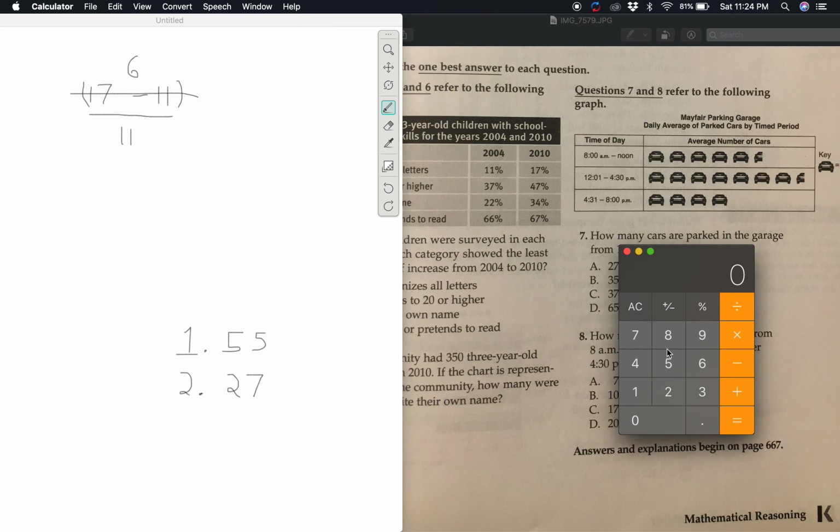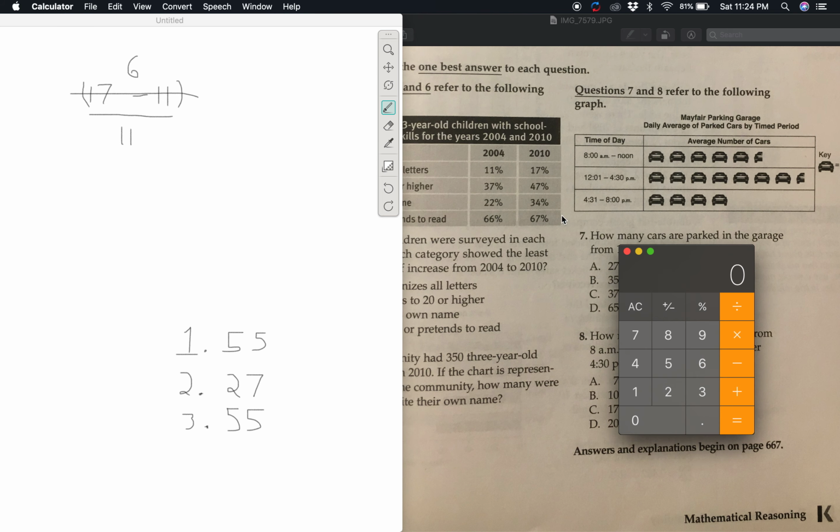Now number 3 is 22 and 34. Take the bigger number, subtract the smaller number. So 34 minus 22 is 12. So 12 divided by the original number, which is 22, equals, again, 55%. It's 54%, rounding it off, 55. So 55% of change.